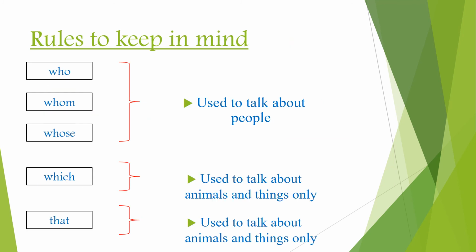Now, for these relative pronouns, there are some rules to keep in mind, which will help you know how and when to use them. Who, whom, and whose are used to talk about people. Which and that are used to talk about animals and things only.